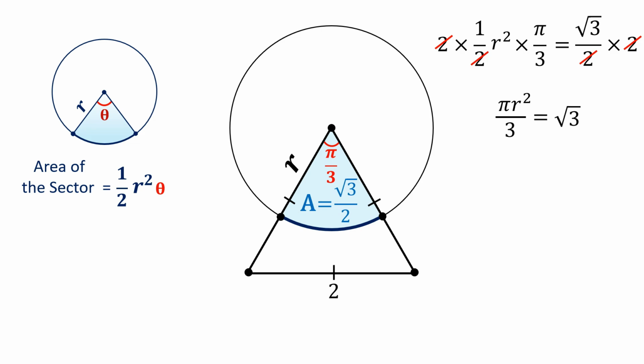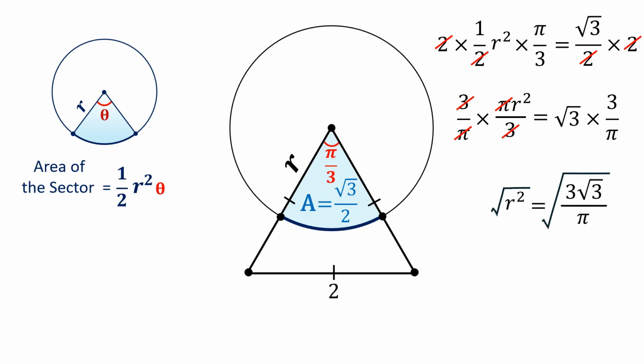Now multiplying both sides by 3 over pi, we get r squared equals 3 root 3 divided by pi. Taking the positive square root of both sides, we get r, which is the required radius of the circle, is equal to the square root of 3 root 3 divided by pi units.